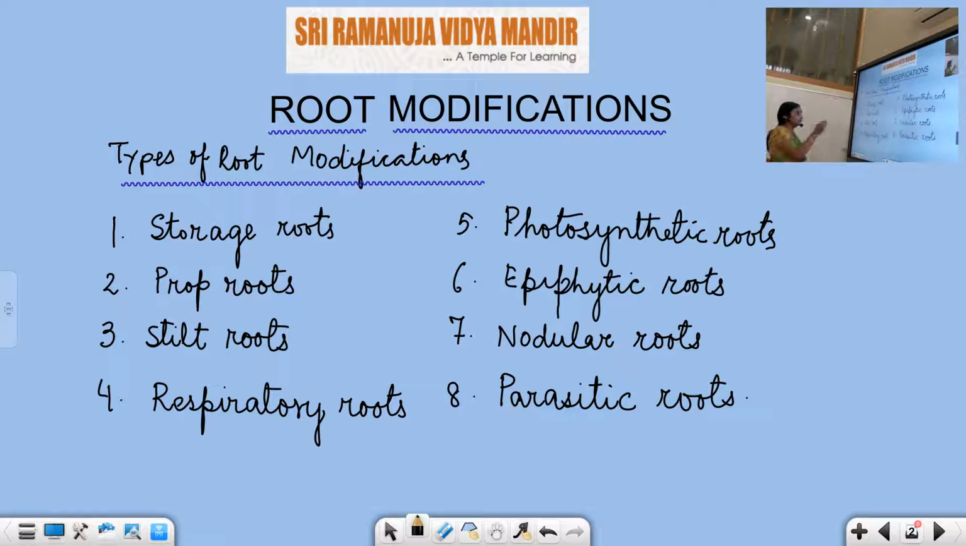So now we see what the modification types in roots are. I have written here eight types of modifications. Number 1 is storage roots. Number 2, prop roots. Number 3, stilt roots. Number 4, respiratory roots. Number 5, photosynthetic roots. Number 6, epiphytic roots. Number 7, nodular roots. Number 8, parasitic roots.